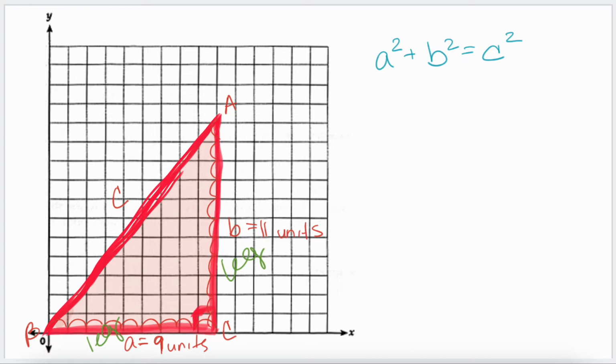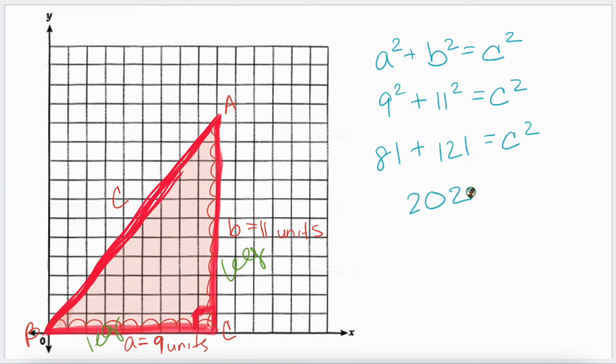Now we can just substitute in what we know. We know side length A is 9, so 9 squared, plus B squared, well, B is 11, so that'll be 11 squared, is equal to C squared. So 9 squared is 81, plus 11 squared, I think that's 122. Let me put that in my calculator. I'm just going to put in 11 times 11 because that's the same thing as 11 squared. So 121 is equal to C squared. Then I can do 81 plus 121, and I would get 202 is equal to C squared.